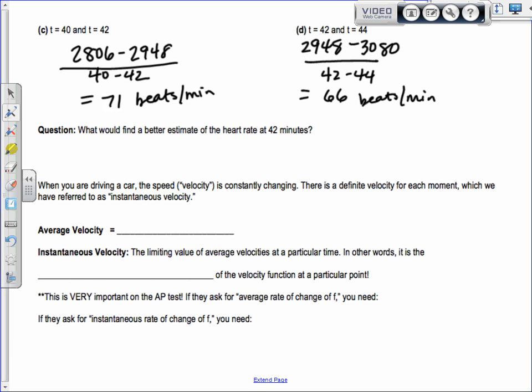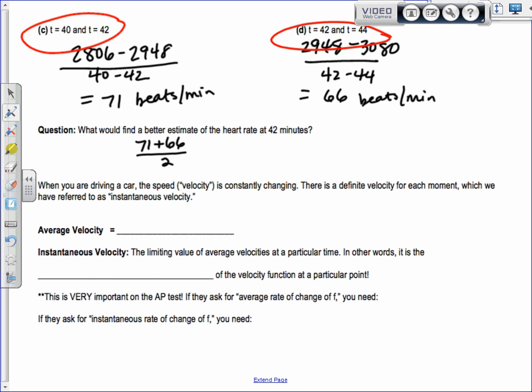Okay, so you could do that. You could always find the slope of the secant lines and so on. So it says, what would be a better estimate of the heart rate at exactly 42 minutes? Well, I would probably pick the 40 and 42 one and the 42 and 44 one, and then I'd average those two things, so I'd get on both sides of it. So I would do 71 plus 66 divided by 2, and I'd get that answer. So I take the average around it.